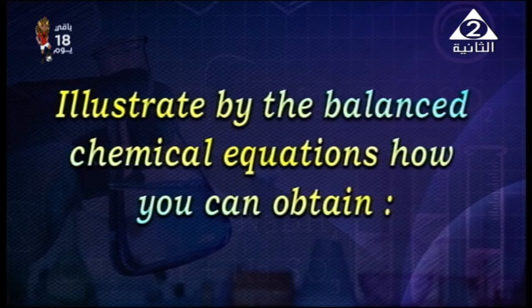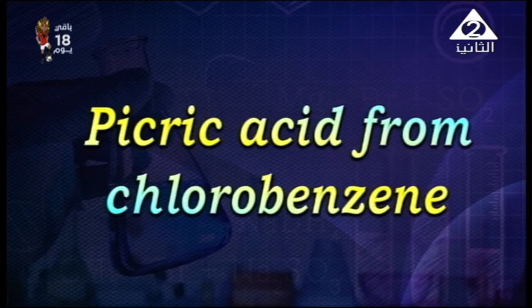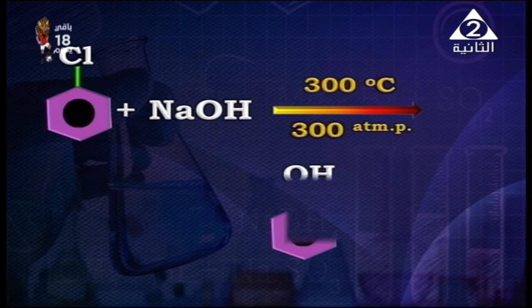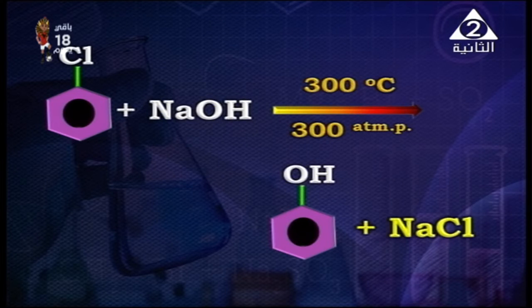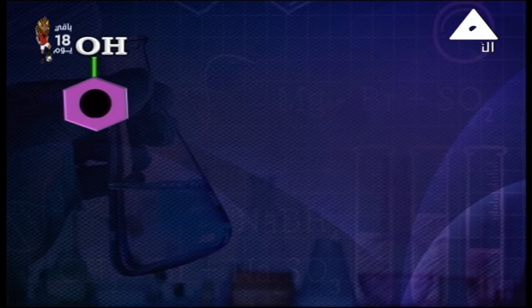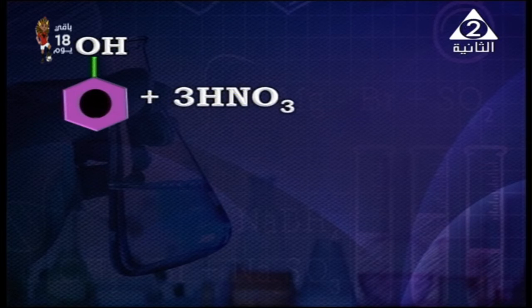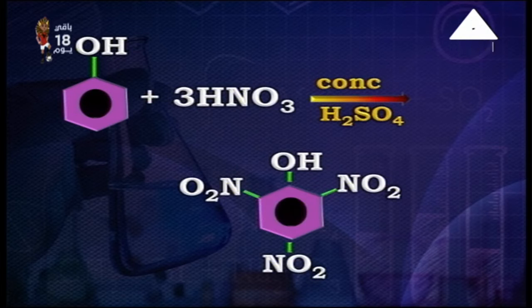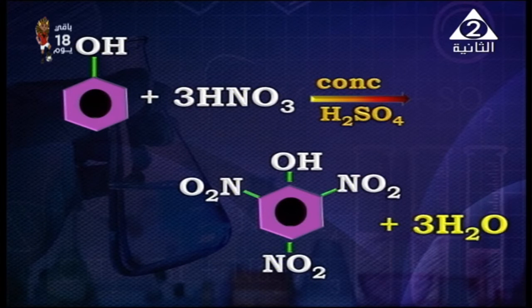Next type of questions. Illustrate by the balanced chemical equation how you can obtain picric acid from chlorobenzene. As shown on the screen, chlorobenzene plus sodium hydroxide at 300 degrees Celsius and 300 atmospheric pressure gives phenol, and sodium chloride is produced. Then phenol by nitration with concentrated nitric acid in the presence of concentrated sulfuric acid gives picric acid, or 2,4,6-trinitrophenol, and 3 molecules of water are produced.